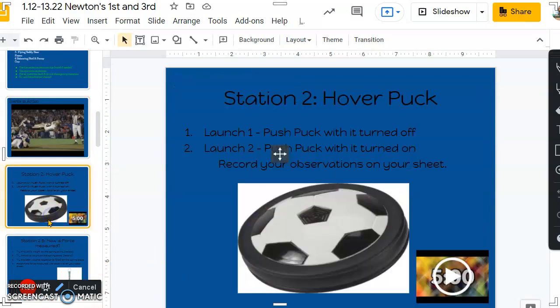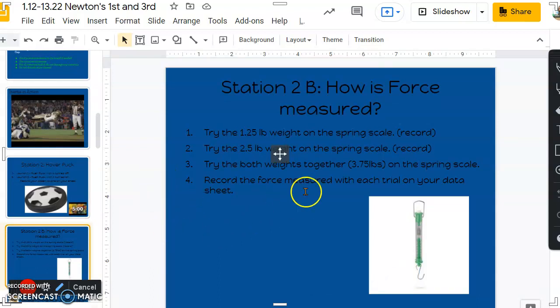So here at Station 2, we worked with a hover puck. We pushed it when it was turned off, and then we pushed it when it was turned on, and we made an observation, if you remember these from class. We also have how force is measured. We didn't ask you to write about this, but this is that spring scale, or Newton scale, that really gives you the actual mass of an object, and the spring compensates for gravity.